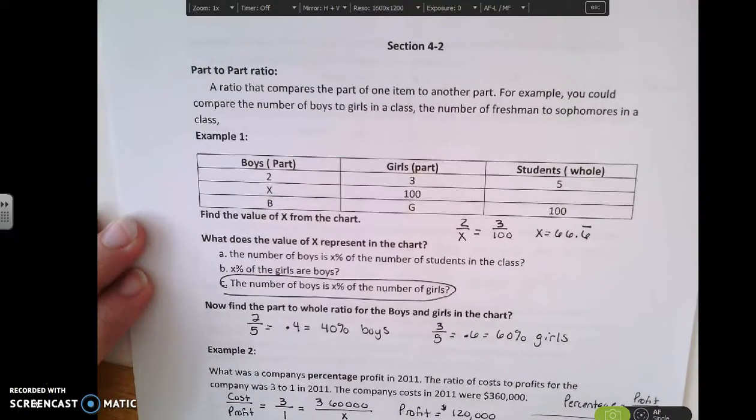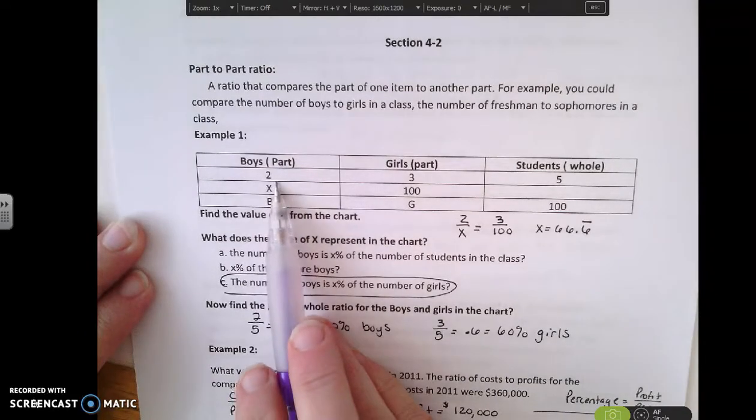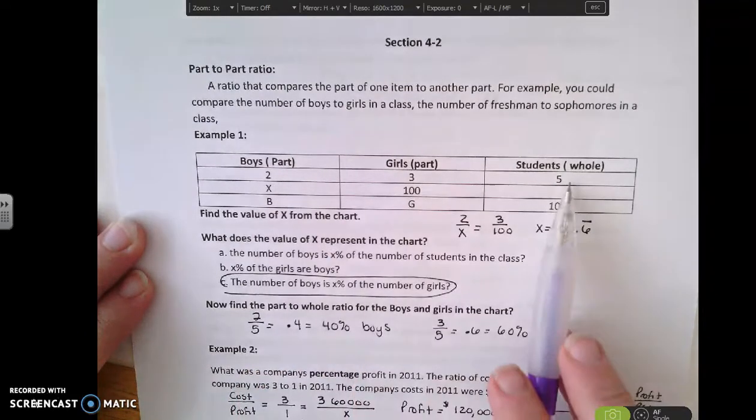Alright, so what we're going to be talking about in section 4.2 is what they call part-to-part ratio, and that's a ratio that compares one part of one item to another part. So in this case, we're comparing boys in a class to girls in a class. So if we look at the chart, there's 2 boys, 3 girls, and 5 students in whole.